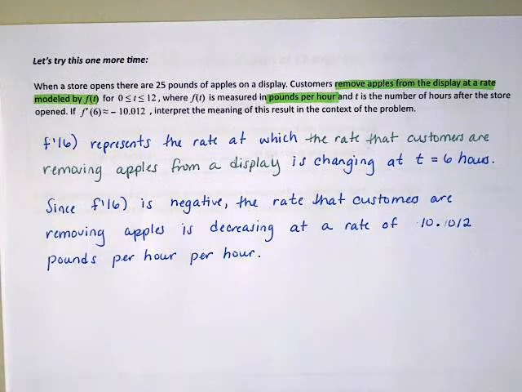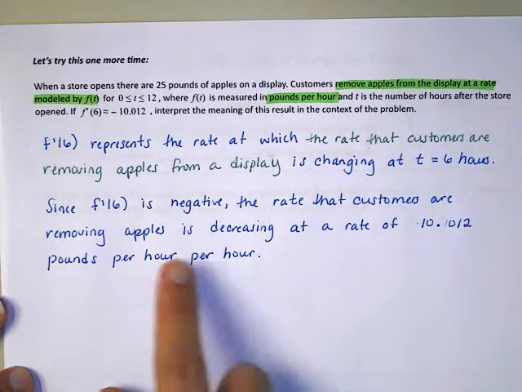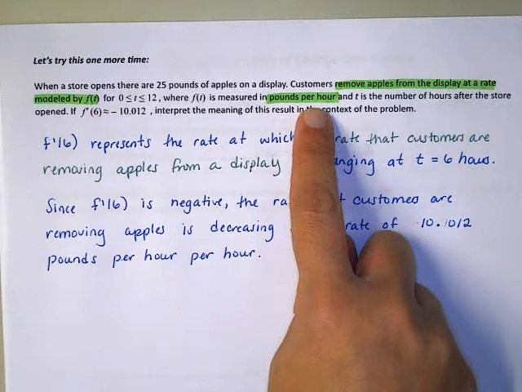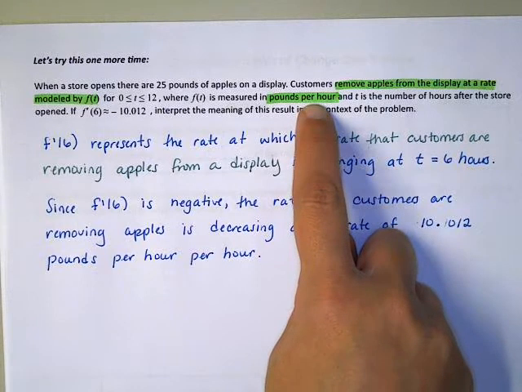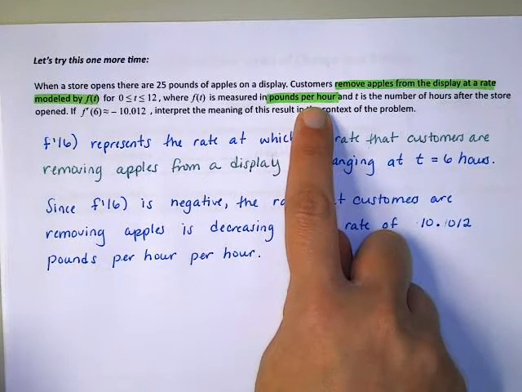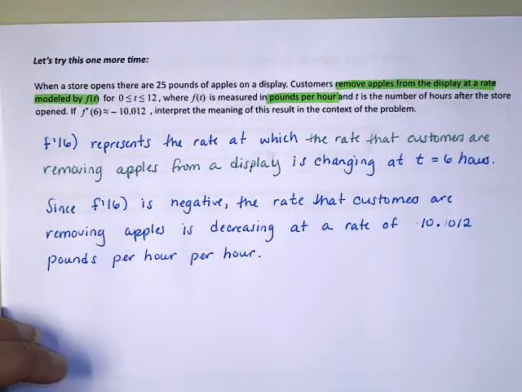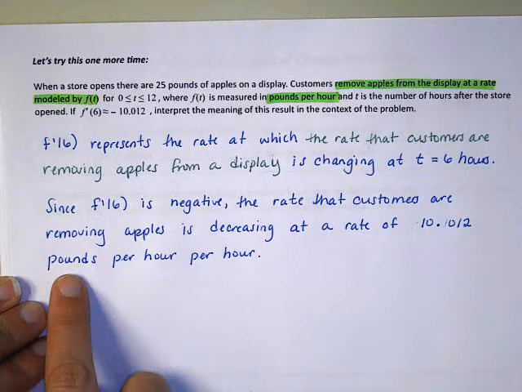Now you might be wondering, why is it pounds per hour again? The original units here were already pounds per hour. When we took the derivative of that, it created a rate of the rate. Or, in other words, it's the second derivative, so it's pounds per hour per hour.